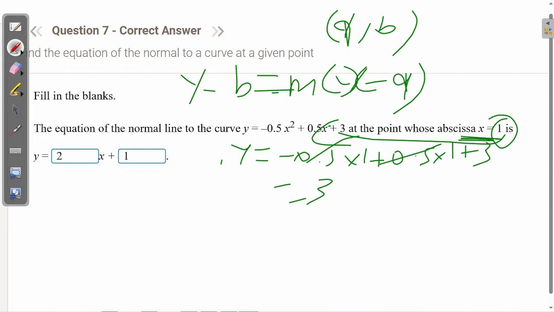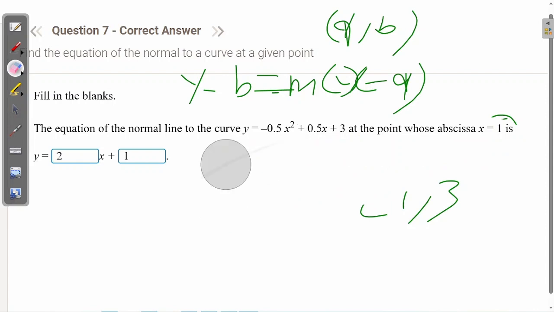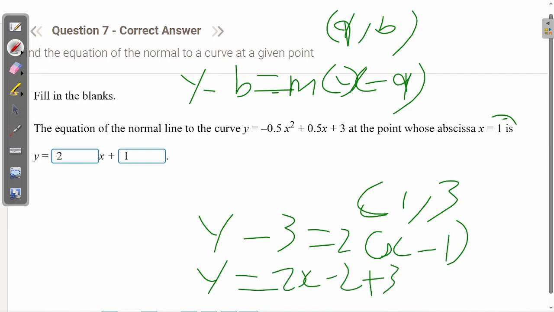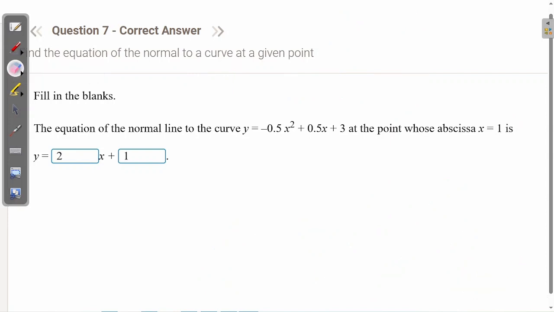You get 3. So the point is 1, 3. Now you can substitute it in. You get y minus 3 equals the slope. What was it that we found? 2 times x minus 1. Now you just simplify, bring the 3 to the other side. 2x minus 2 plus 3 is equal to 2x plus 1, and you found the equation.